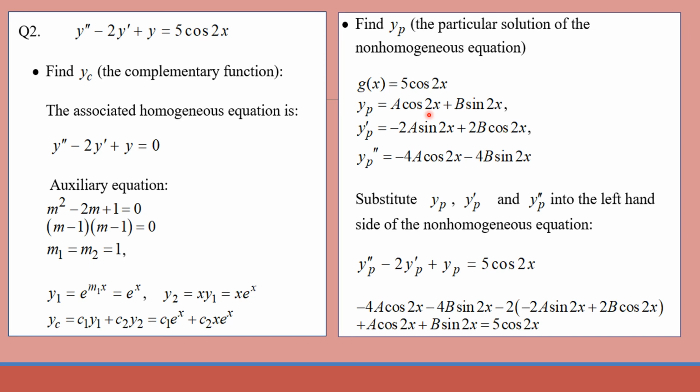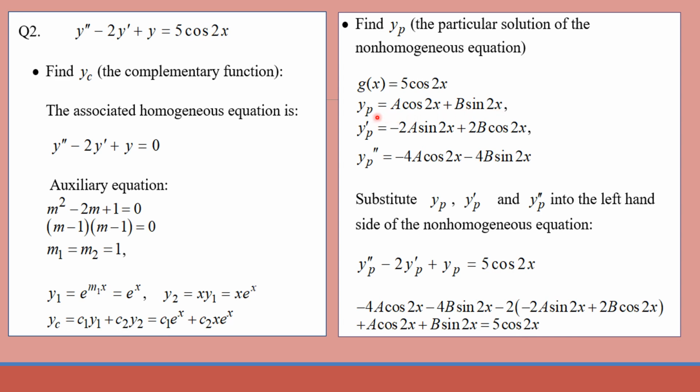But cosine must go together with sine, so we have to add another term, b sin 2x. So the a, you replace it by a b, and the cosine, you replace it by a sine in order to get this second term. So in other words, the yp is a sum of a cos 2x plus b sin 2x.